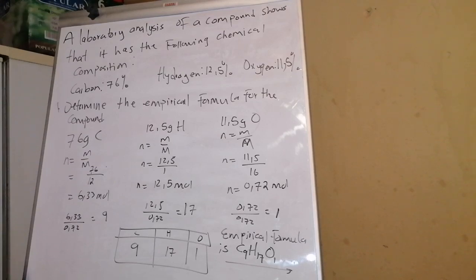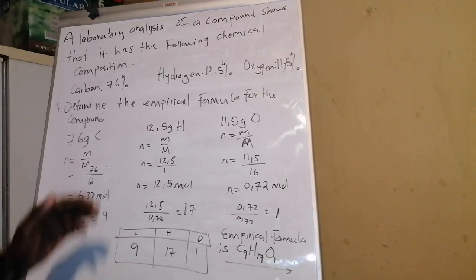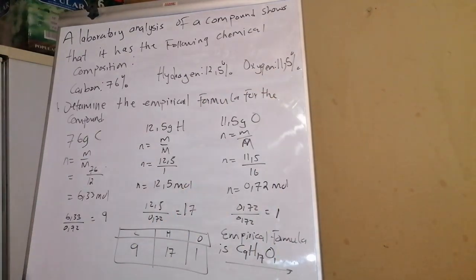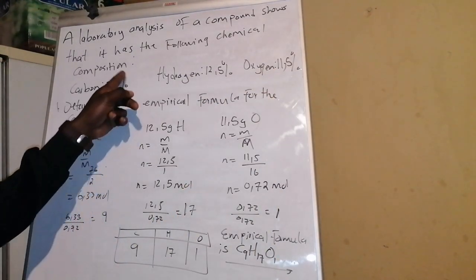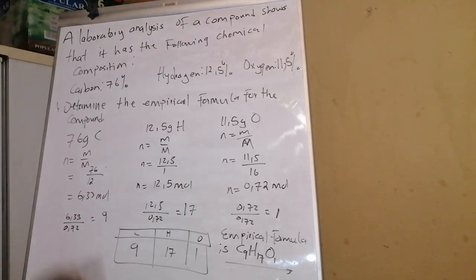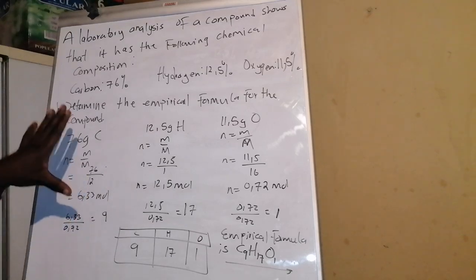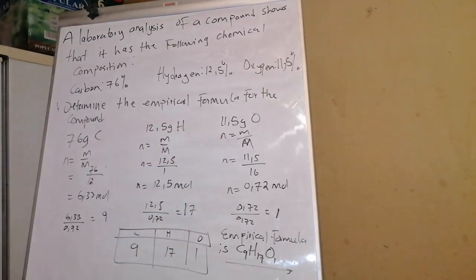So the first thing which you must know, guys, is that you'll be given percentages. Sometimes they can give you grams, but if you are given percentages, make sure that you remove that percentage symbol by replacing it with the gram or the mass or the SI unit for mass. Then you determine the number of moles for each of the elements which you are given on the statement.